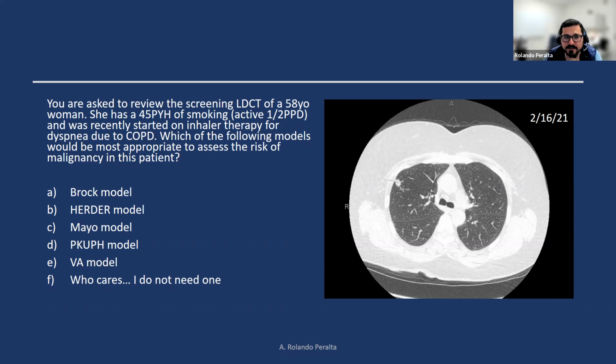She has a 45-pack-year history of smoking, still active, a pack per day. Was recently started on inhaler therapy for dyspnea, for COPD. Which of the following models would be most appropriate to assess the risk of malignancy in this patient? And if someone wants to volunteer an answer in the chat, that's great.